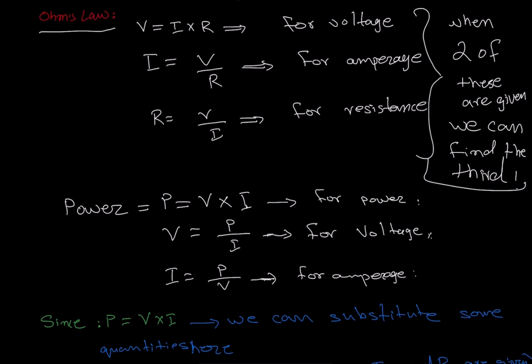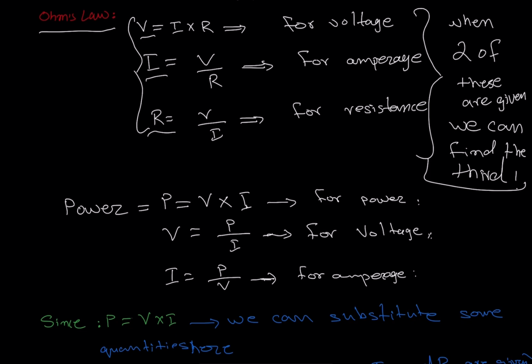The formula or the statement of Ohm's law should be correct for all these three things, because these should be alternating between these three things. This should be for voltage, this should be for amperage, and that should be for resistance. If two of these are known, we can find the third one.